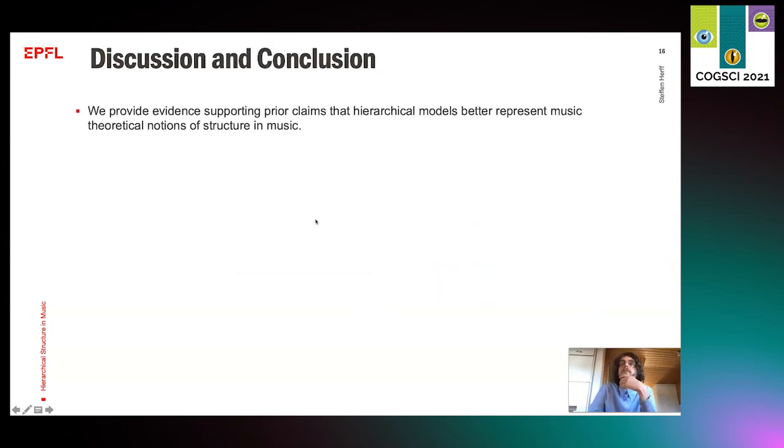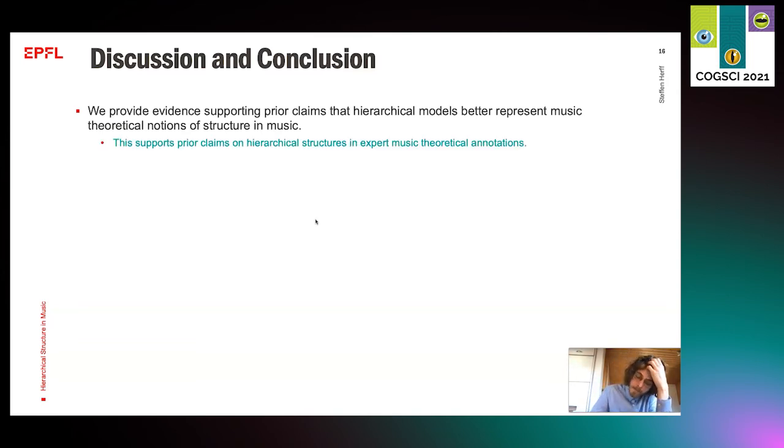Well, first of all, we provide evidence supporting prior claims that hierarchical models better represent music theoretical notions of structure in music. As mentioned before, this is not particularly surprising. Indeed, it was part of the motivation of the study that much literature already report that there are hierarchical structures in music, and indeed that many analysts already use techniques that symbolize hierarchical structures in music. But it shows that indeed all these assumptions are accurate. There are hierarchical structures in expert annotations of music.